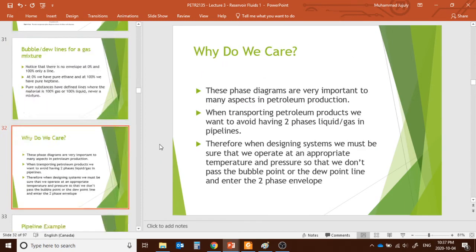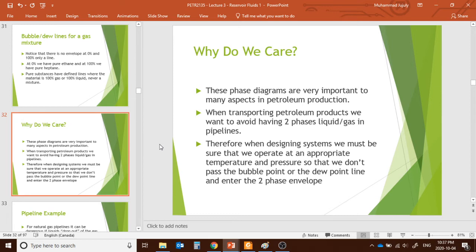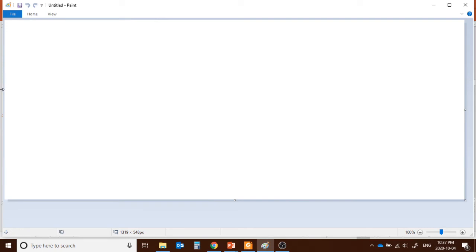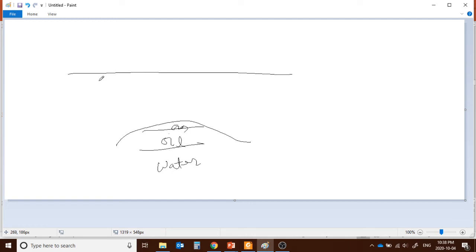Now why is this phase diagram very important? One of the reasons is when you are transporting petroleum. Let's give an example. For instance, the oil and gas is in the reservoir. This is the gas, this is oil, and this is water. Now this is, for instance, under 2000 meters.